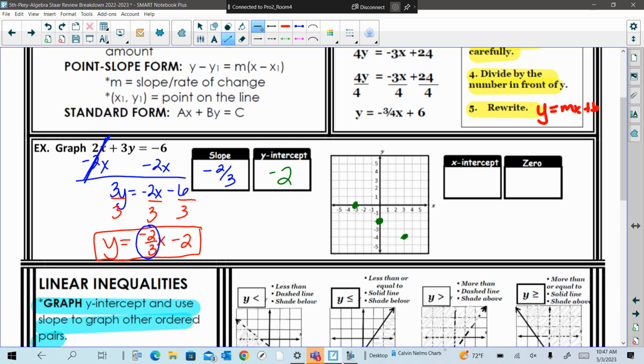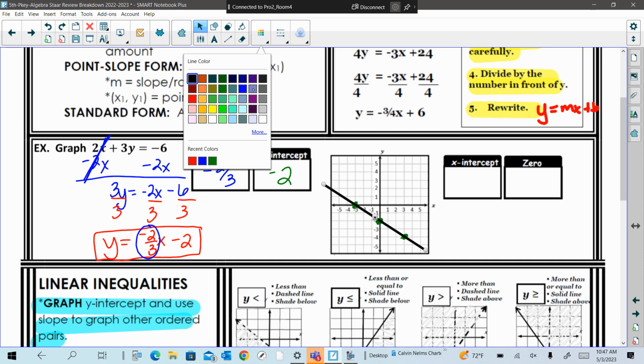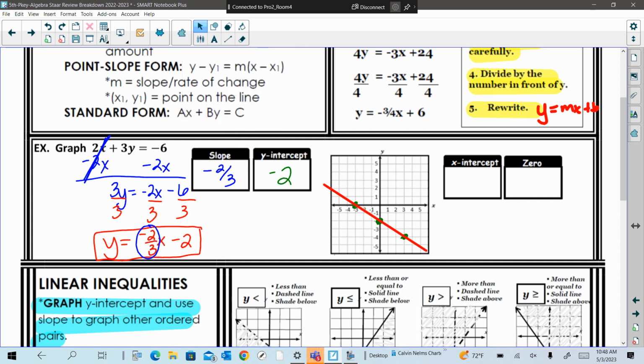I'm just going to kind of cheat a little bit and use the little line tool. All right, now, I made that a little bit too big. Now that we have the line, could we physically see the x-intercept? Yes. What is the value of the x-intercept? Negative 3. All right, write that down in that box. That we have a negative 3.